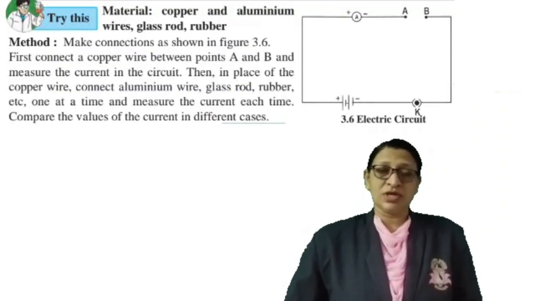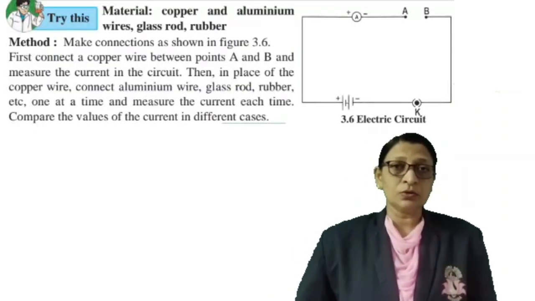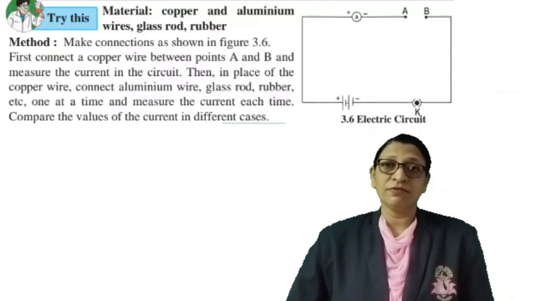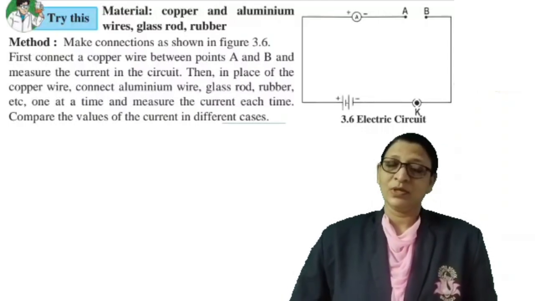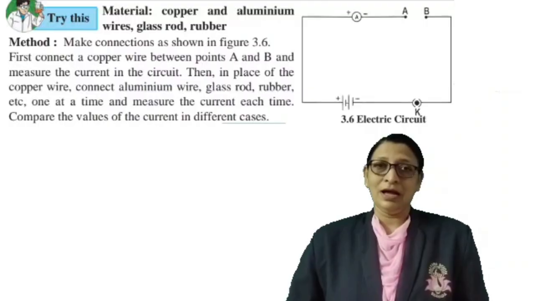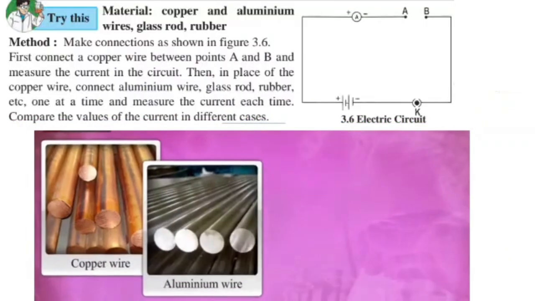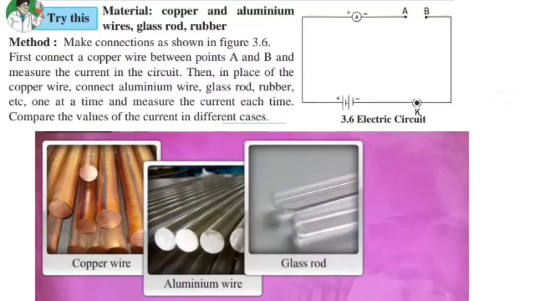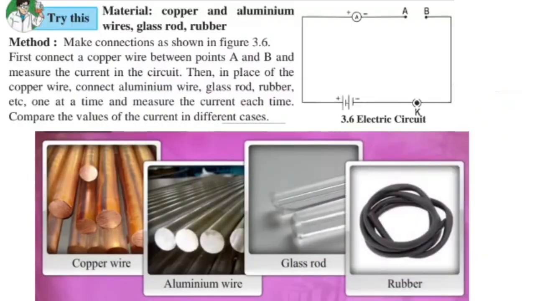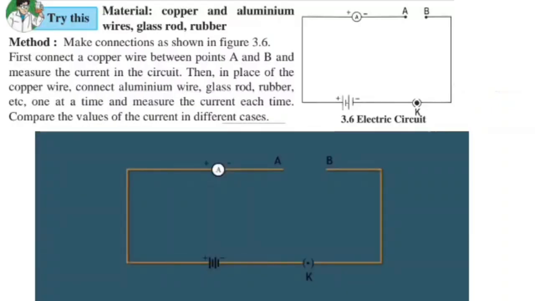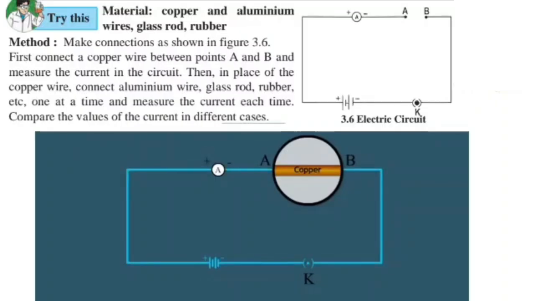Now here we go to see one of the practicals to check the conductivity of different materials. So let us watch and learn from it. Let us try this experiment. Material: copper, aluminium wires, glass rod, rubber. Make a connection as shown in the figure. First, connect a copper wire between points A and B and measure the current in the circuit.